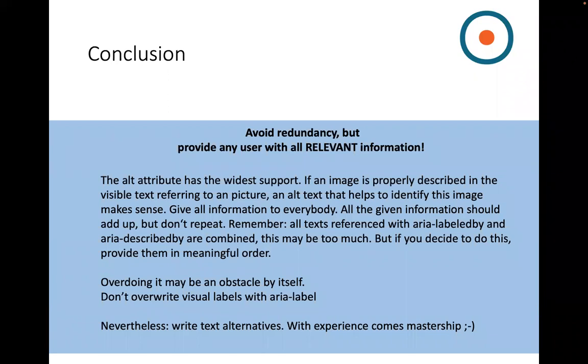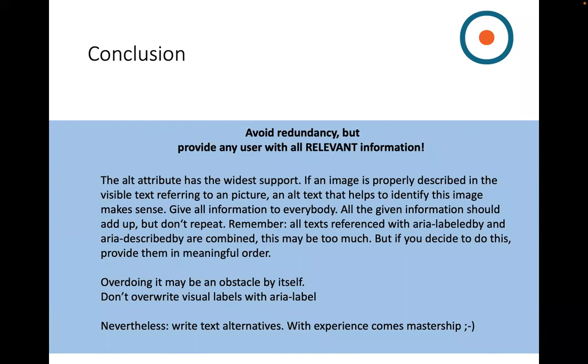The alt attribute has the widest support. Every browser knows it, every screen reader knows it. It's working with every technique. If an image is properly described in the visible text referring to a picture, an alt text that helps to identify this image makes sense. So this is image 1, 2, 3, and in the text you are saying on image 1, 2, 3 we see. This is what I would like you to take away from this talk.